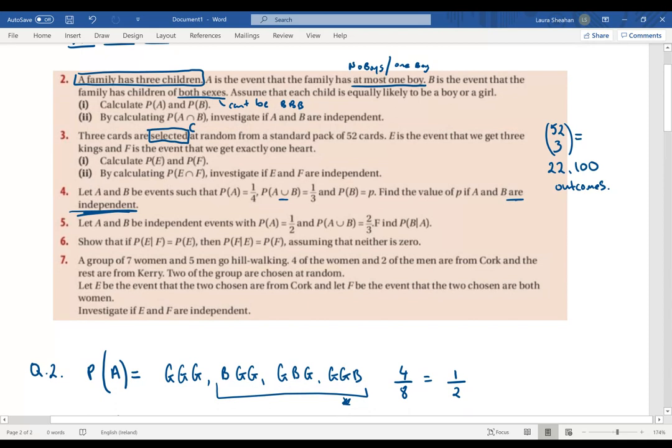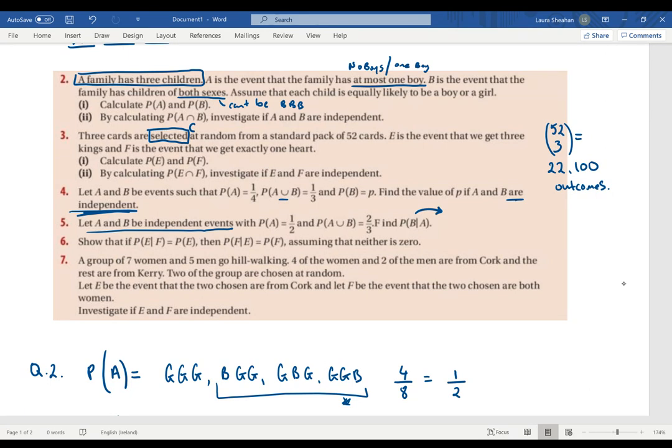Question 5, let A and B be independent events. So again, I know that A and B are independent. I'm given the probability of A, and I'm given the probability of A union B, and I'm asked to find the probability of B, given that A has already happened.